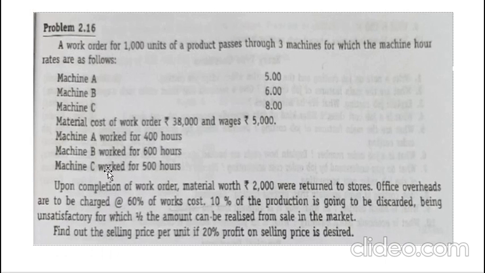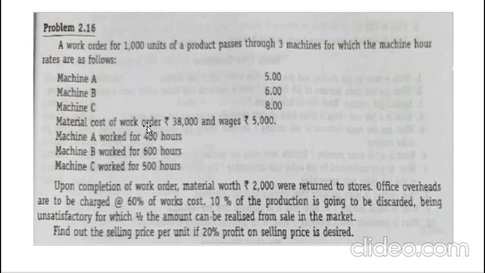So here they have given materials cost. Material cost of work order was 38,000 and wages. So these are the direct expenses which you are going to consider to prepare your cost sheet. So what are your direct expenses here: material cost of work and wages. So material cost is how much? 38,000. And when we read out the question, we found out that there was other material here. Material worth rupees 2,000 were returned to stores. So anything which is going out should be minus from the cost sheet.